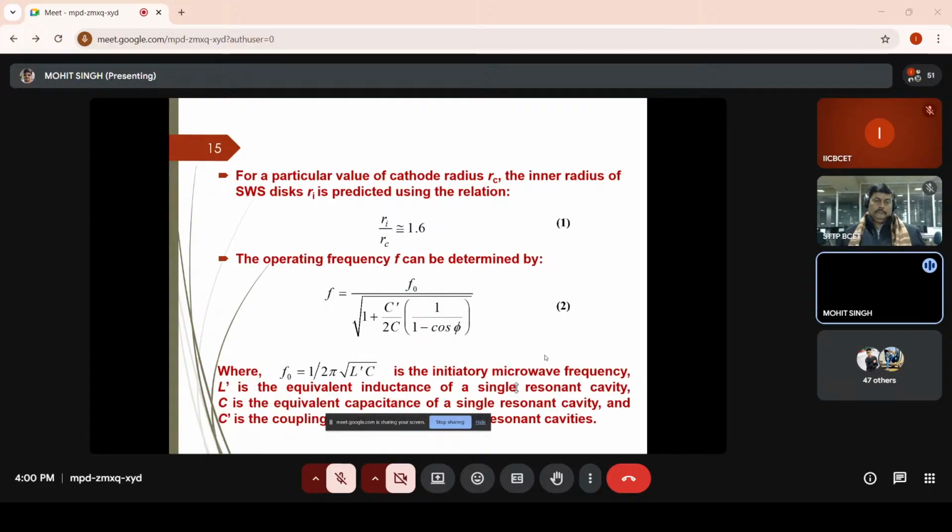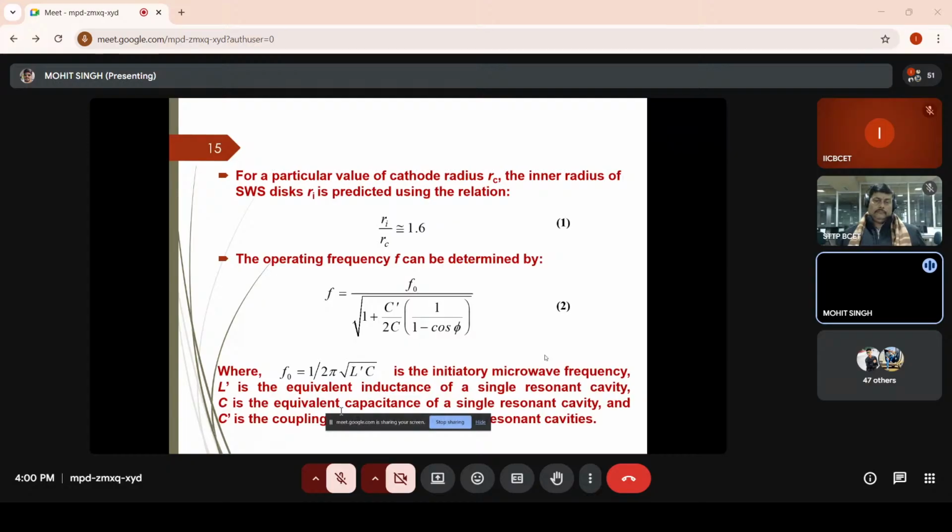All these things, C dash, C, these all are in this f naught. In f naught it is 1 upon 2 pi under root L dash C. These parameters, L dash, C, C dash, are dependent on the period at which the discs are kept and the thickness of the disc. Okay, and the depth of the disc. All these things are dependent on those parameters.